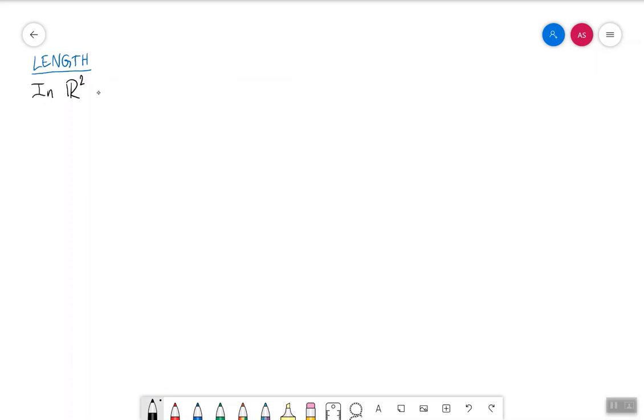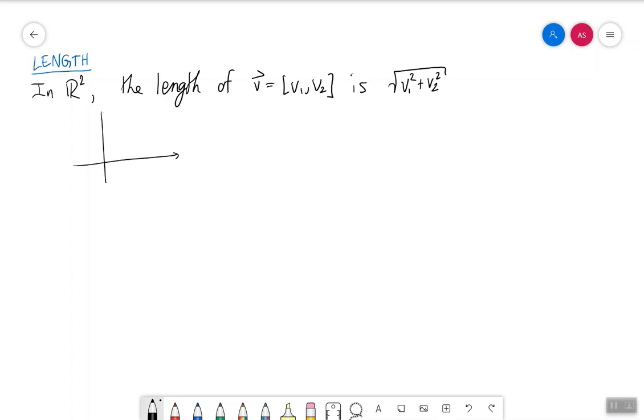In R2, the length of a vector v equals (v1, v2) can be found using the Pythagorean theorem. So this is just the square root of v1 squared plus v2 squared. Visually, if I have some axes here, and I have my vector here, well, for the length, you just drop over here, look at the components. This is a right triangle. So v1, v2, and its length is the square root of v1 squared plus v2 squared.